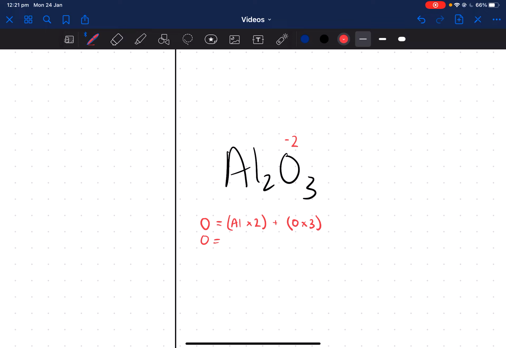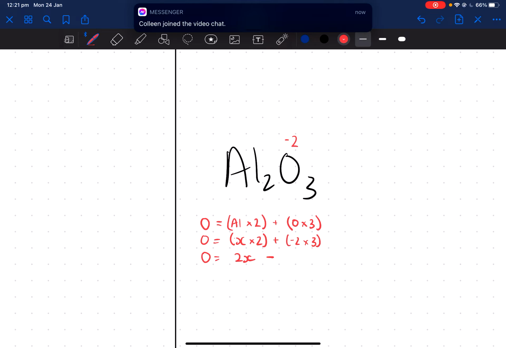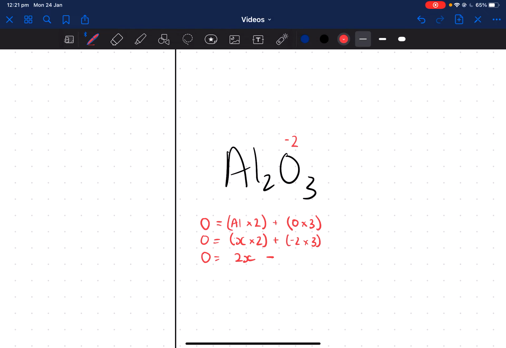After that, we are going to substitute in our values. So we don't know what Al is, so it's going to be an X. So it's going to be X times 2. And oxygen, we've already said, is going to be a -2 times 3. So there we go. We've got 0 equals 2X minus 6. From there, what we do is we're going to add 6 on both sides to get rid of the 6 over here.